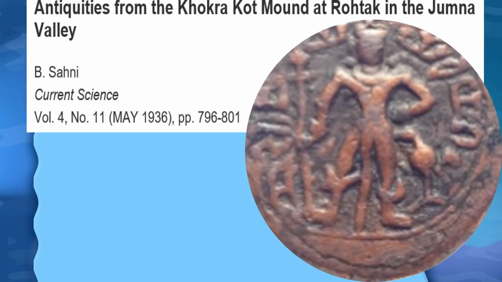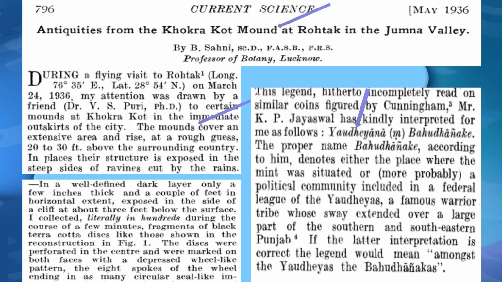Another dynamic related to this particular kingdom is the dynamic of mounds. And in this article from 1936, you see a discussion related to the Kakra mound, and this is in the Jumna Valley. And it gives you a description of what is covered in terms of the mound. It rises up to 20 to 30 feet above the surrounding country. And so you can read a little bit more information about this mound dynamic. Off to the right, you see a notation related to this particular group, and they are noted as a federal league, and they are noted as a famous warrior tribe.